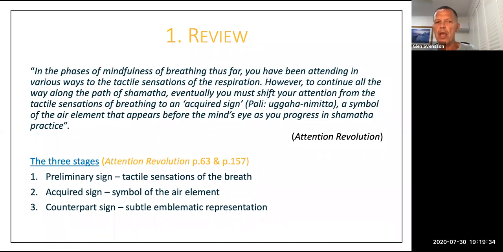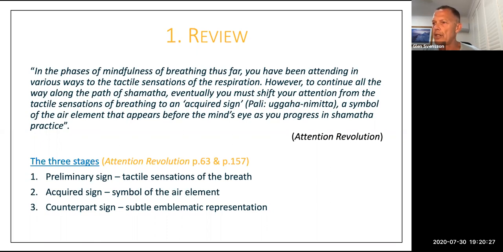And then in terms of the counterpart sign, he talks about this on page 157. He says the Theravada tradition gives this specific description. So this, in terms of acquired sign, or what's in Pali called nimitta, is described in a lot more detail in the Theravada Buddhist traditions, particularly in the classic text, the Path of Purification from Buddhaghosa. He says the Theravada tradition gives this specific description of achieving shamatha by way of mindfulness of breathing. You begin this practice as described earlier by focusing on the tactile sensations of the breath, which are the sign for preliminary practice.